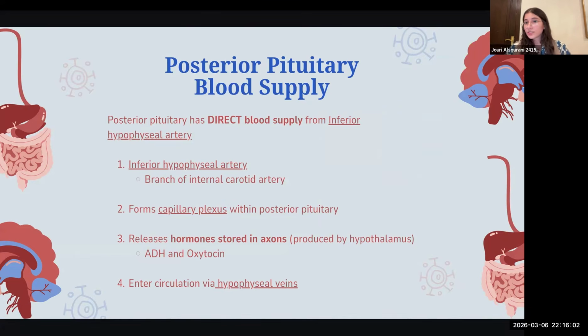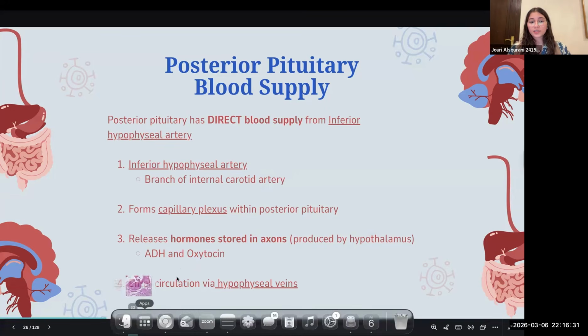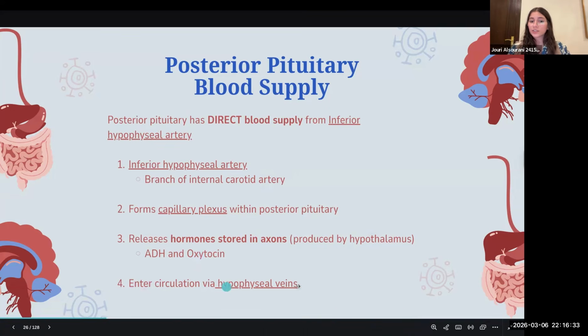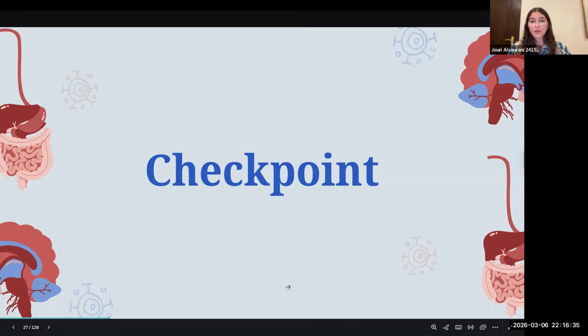For the posterior pituitary, it's much simpler. It has a direct blood supply from the inferior hypophyseal artery. That's it. So the inferior hypophyseal artery is also a branch of the internal carotid. It will form its own capillary plexus within the posterior pituitary lobe. And then it will just release the hormones that are stored in axons, and these are produced by the hypothalamus. So we have ADH and we have oxytocin. And then it will just enter the circulation later on via the hypophyseal veins.